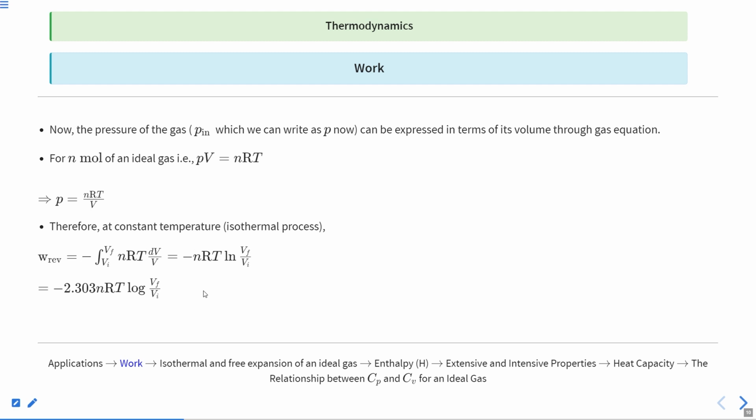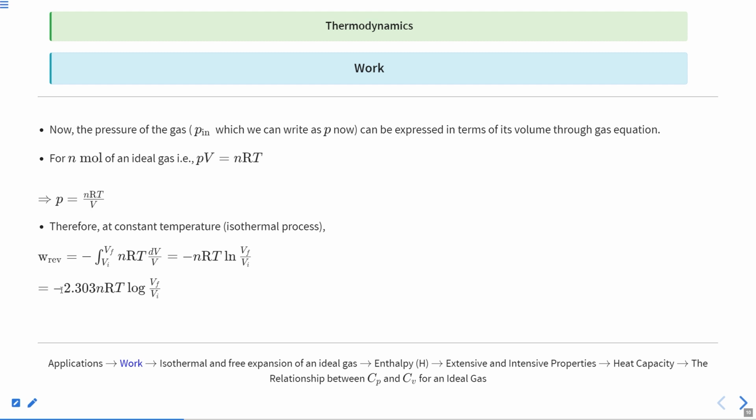Now when you integrate this dv by v, it will give you ln v, because the integration of 1 by v is what? Ln v. Now ln v final minus ln v initial, so that would give you ln v final by v initial. So this is the final formula. Now ln can be written in the form of 2.303 nRT log v final by v initial with a negative sign. Is it clear?